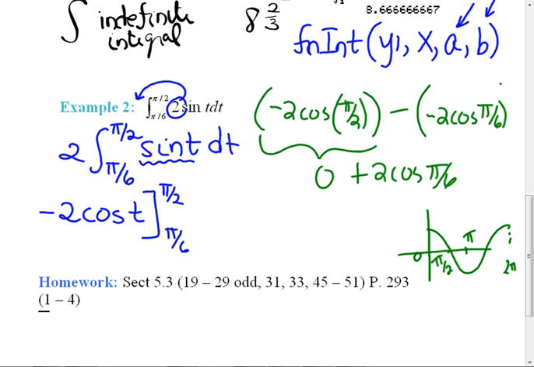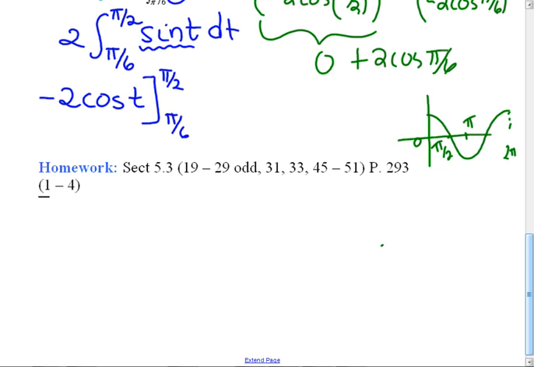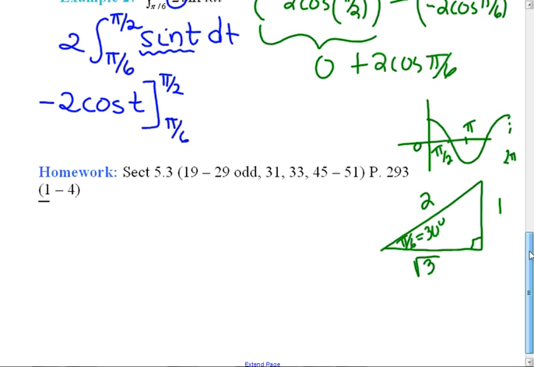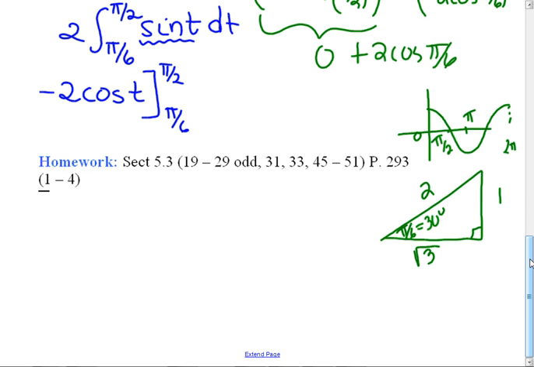And now I forgot my triangles. What's pi over 6? How many degrees? 30, right? I didn't even write that down. This side is 2. This side's 1. That's square root of 3. So what's the cosine of pi over 6? Square root of 3 over 2. So it's 2 times the square root of 3 over 2. And to match it, if it's in the matching, you'd have to simplify that.